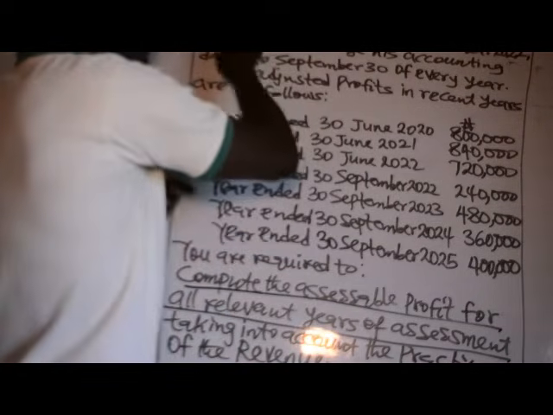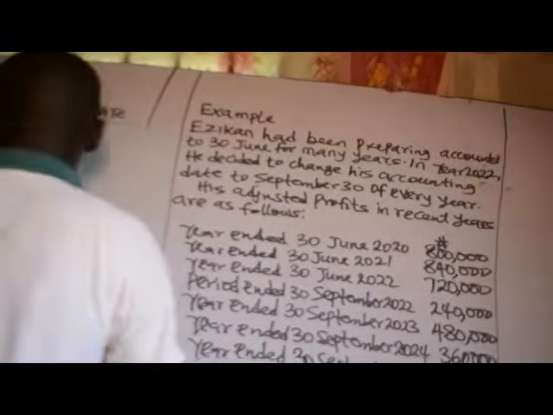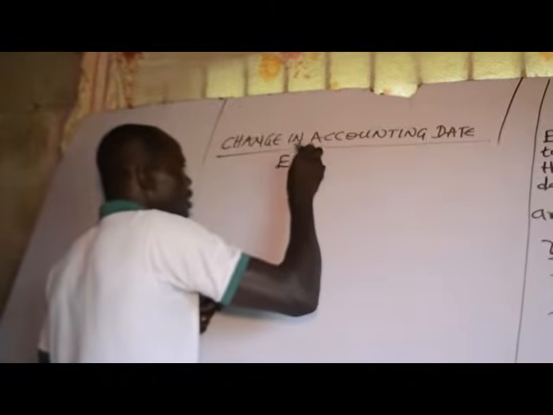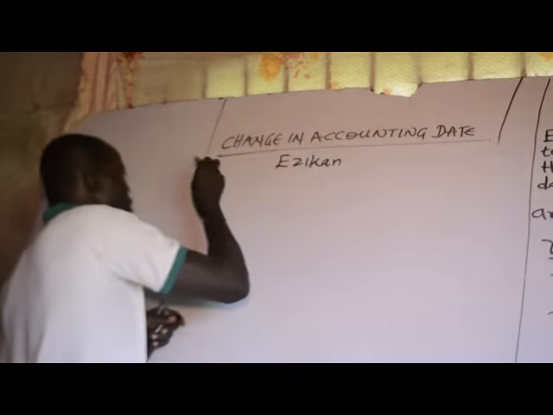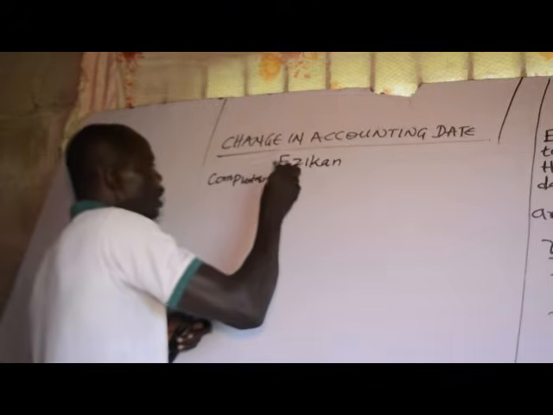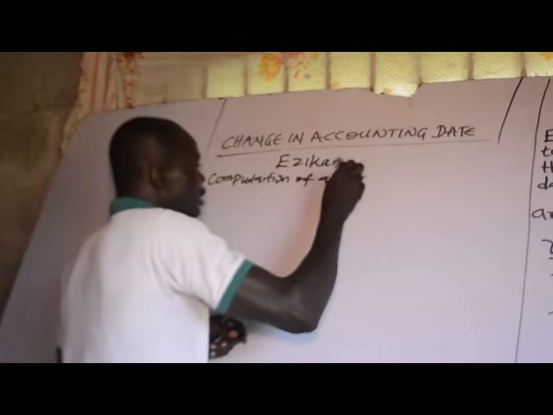The name of the entity is Ezikan. You put Ezikan. Computation of assessable profit.